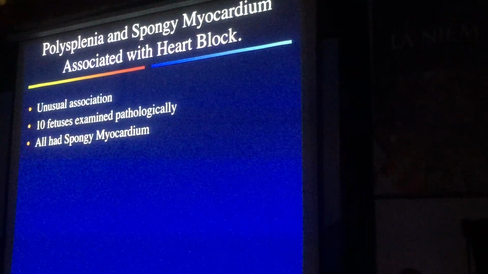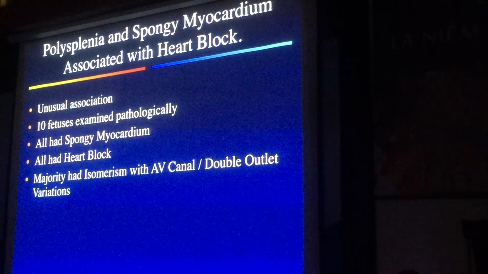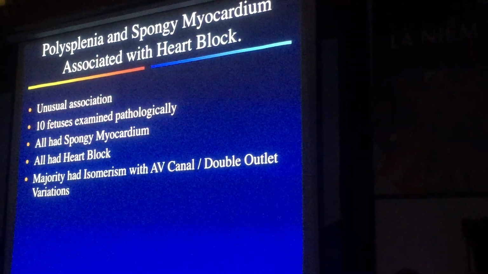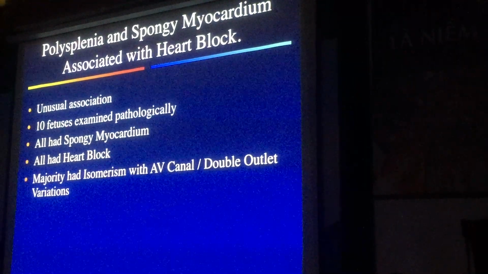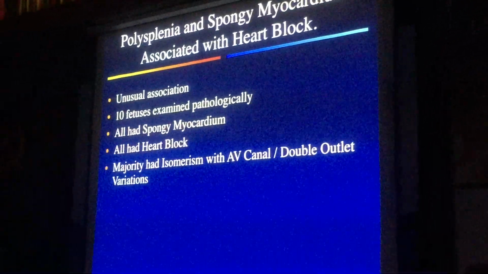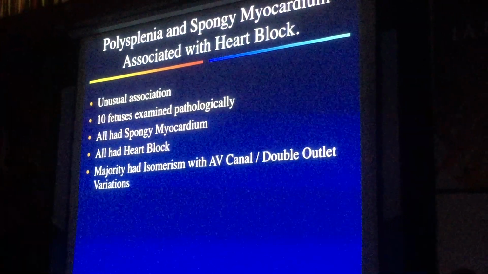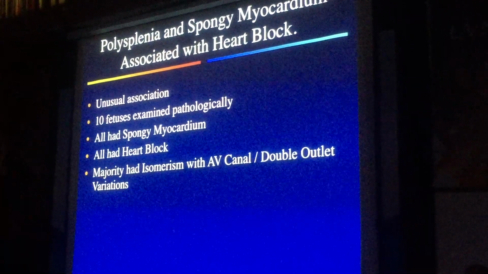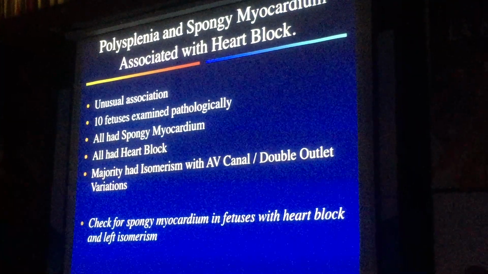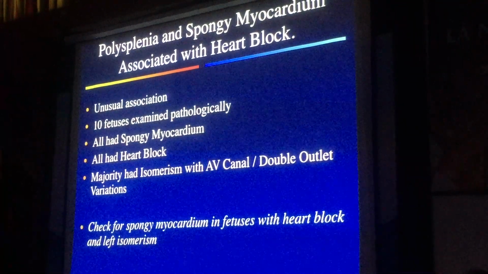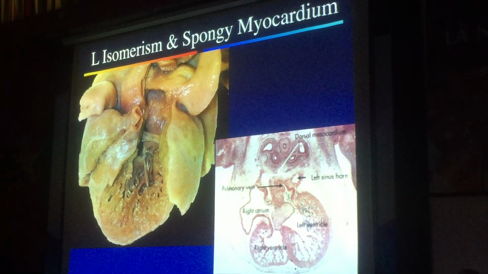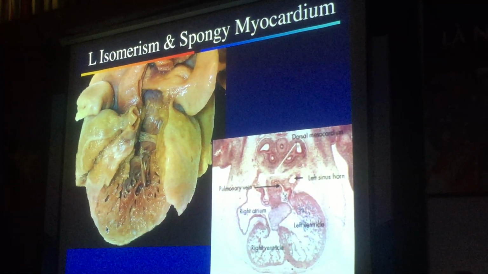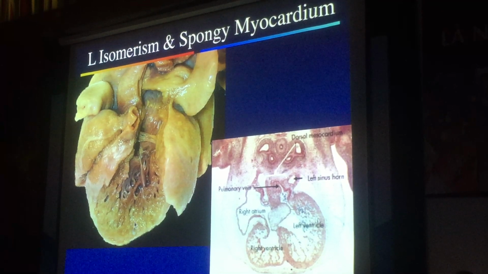Okay, I've seen that. We want to move on a little bit. Okay, so with patients with spongy myocardium and heart block, we had 10 fetuses examined pathologically. All had a spongy myocardium and all had heart block. The majority had isomerism with AV canal and double outlet variation. So when you see spongy myocardium, check. Here's an example of a spongy myocardium. You see the compact layer is very much smaller than this layer.